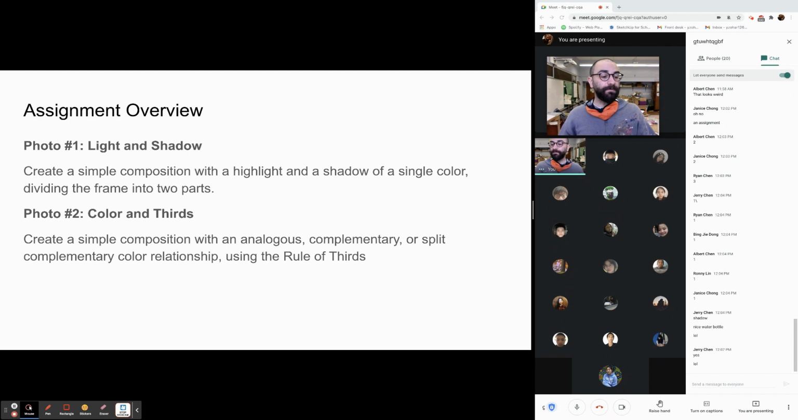So here's the overview. Photo number one, light and shadow. Create a simple composition with a highlight and a shadow of a single color, dividing the frame into two parts. Photo number two, colors and thirds. Create a simple composition with an analogous, complementary, or split complementary color relationship using the rule of thirds as a basis for your composition. You do not have to adhere to it strictly, but maybe as a starting point. This is where you're starting from. That's where you're going. That's it.